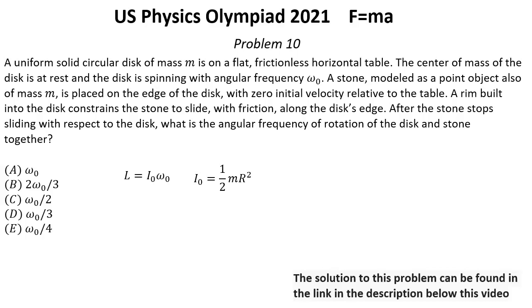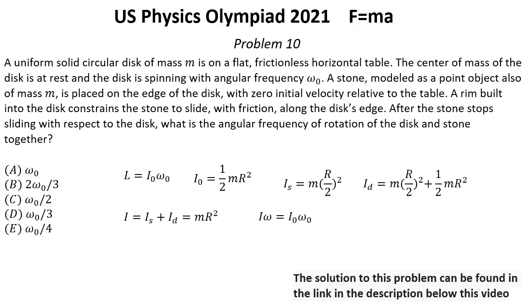For the stone that will be m multiplied by (r/2) squared, and for the disk that will be this expression. Here we use the parallel axis theorem. So the total moment of inertia for this system around the center of mass equals m r squared. Now we can use angular momentum conservation. I multiplied by omega equals I0 multiplied by omega 0, and the final frequency will be omega 0/2, which is answer C, and that was the solution for problem number 10.